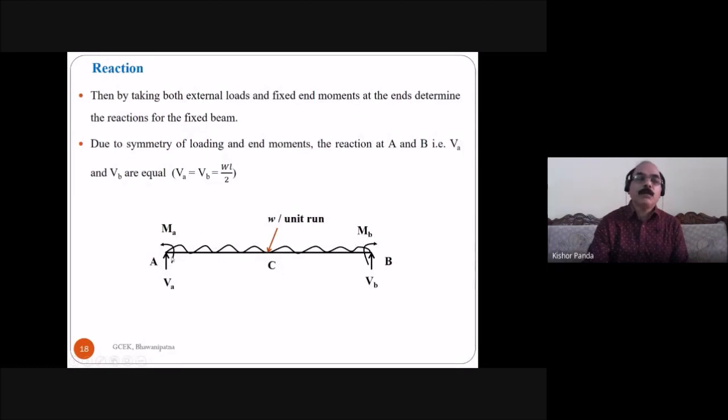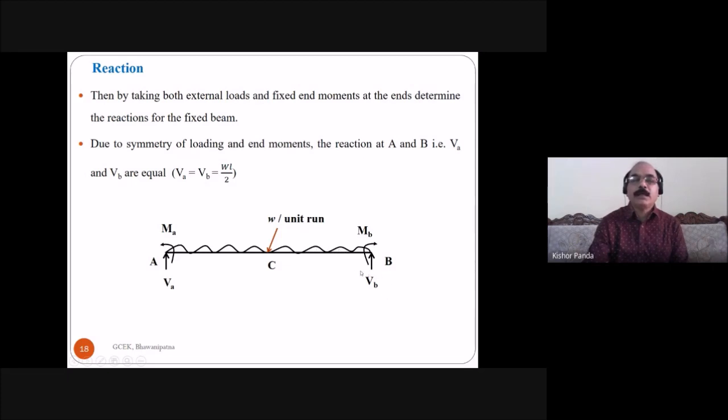When taking moment about A, VB into L is an anti-clockwise moment, and MA is also anti-clockwise. So VB into L plus MA is equal to, due to the loading, the clockwise moment from support A, W into L by 2, plus MB, which is also a clockwise moment. By taking this equation, you can find out the reaction VB.